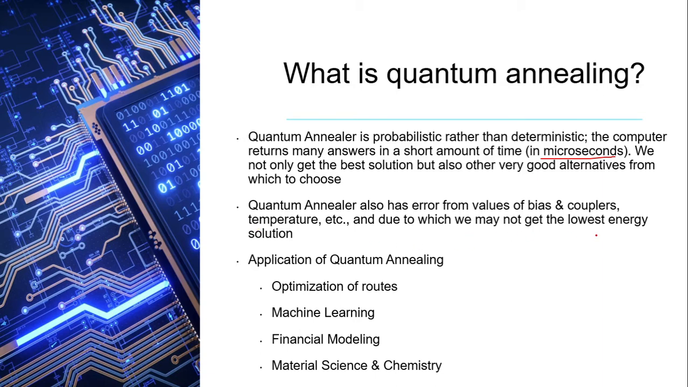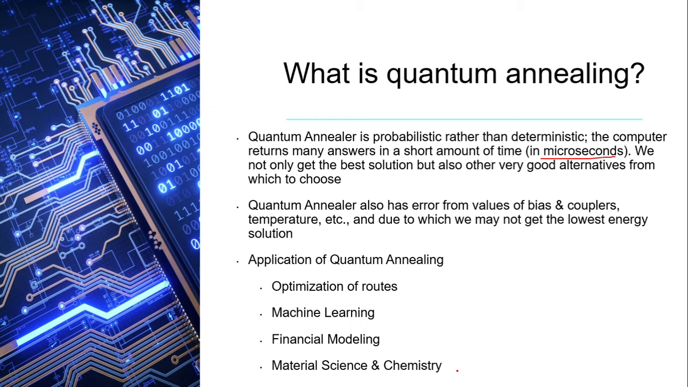But it's much better compared to a gate model quantum computer. So what are the applications of quantum annealing? Optimization of roads. This has been used in one of the German cities by Volkswagen, and they found it very useful. You can use this for some problems of machine learning, financial modeling, material science and chemistry. Basically, it solves different optimization problems.